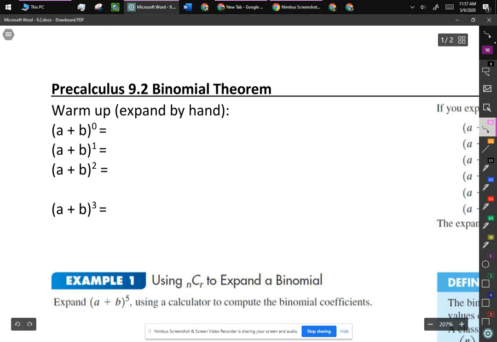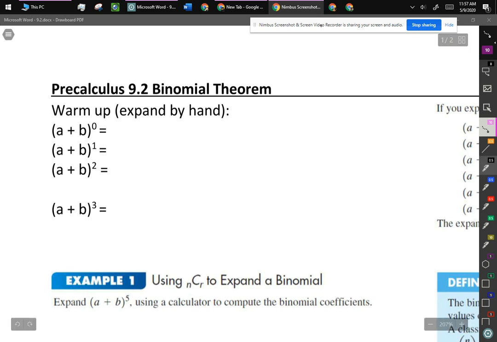Hey guys, welcome to 9.2 binomial theorem. We're gonna expand out the binomial a plus b for our warm-up. A reminder that a plus b is a binomial because there's two terms, a and b, as opposed to monomial with one term or a trinomial with three terms and so forth.